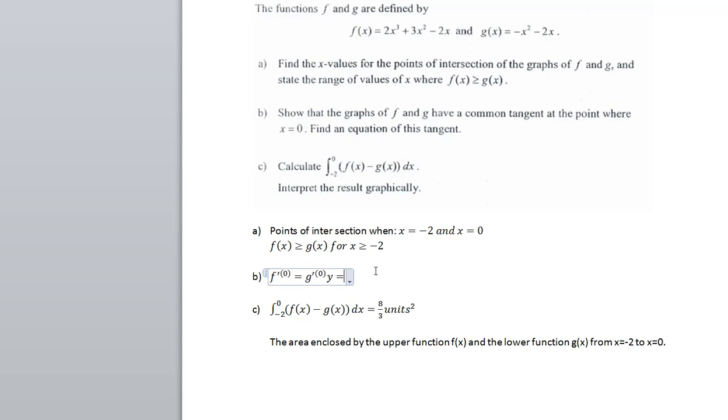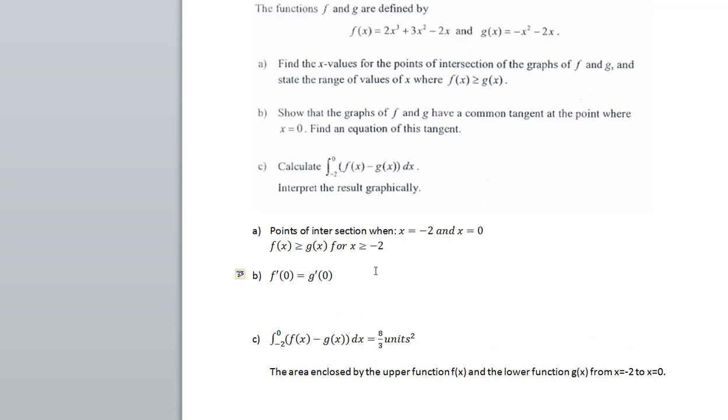y is equal to minus 2x. Let's do it down here. That's the equation of the tangent.